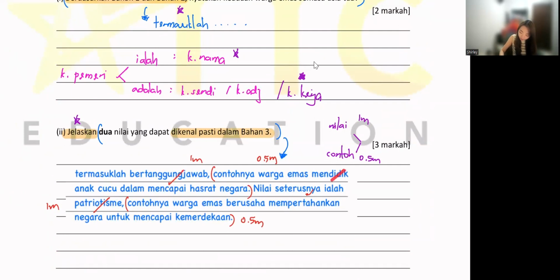Bertanggungjawab because of mendidik over here. Patriotism because of mempertahankan negara untuk mencapai kemerdekaan. So this is how you get the full marks. 3 marks for this question. This is how we do the pemahaman part.